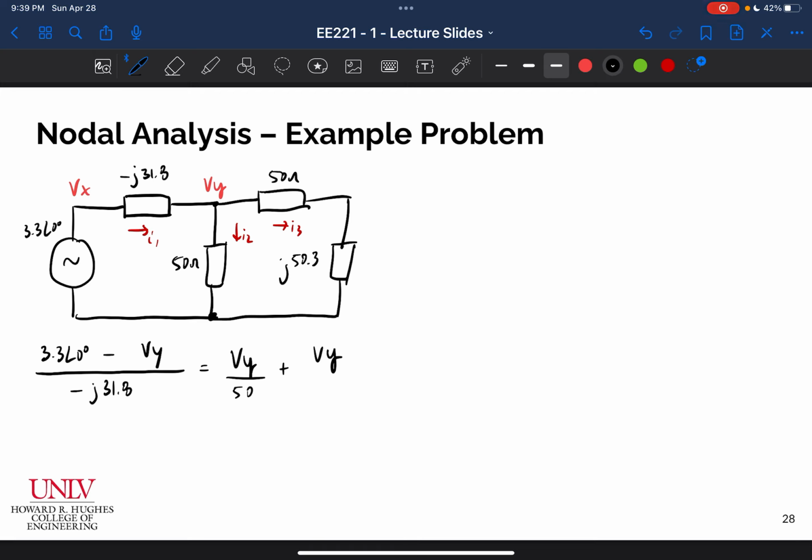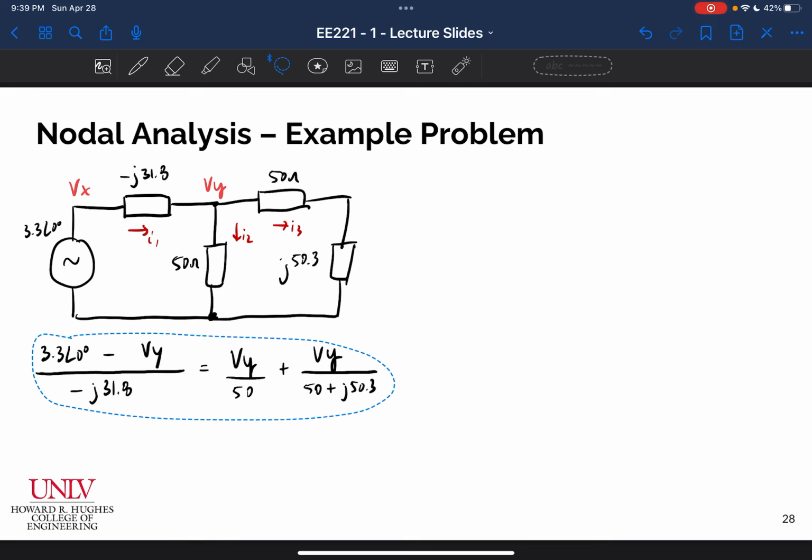And then for I3, I've got Vy, and hopefully you notice, but I have these two impedances in series, so I can actually just divide by the series combination of the two, which is going to be 50 plus j50.3. Okay, so now I have everything I need, really. All I have to do is go ahead and do the math here and solve for Vy. Okay, so let's go ahead and try to do some of this math.